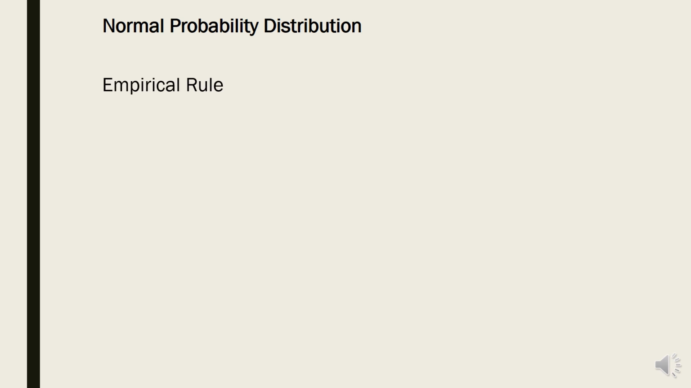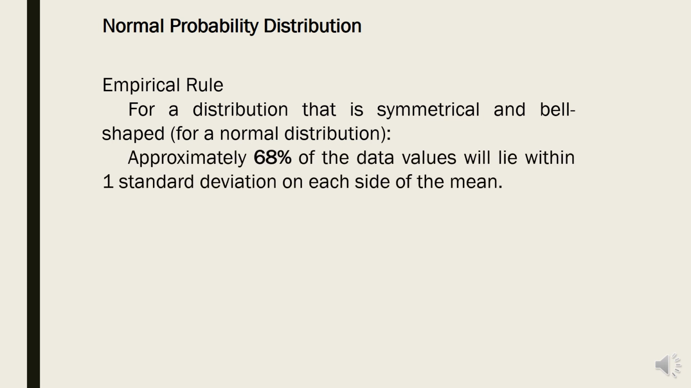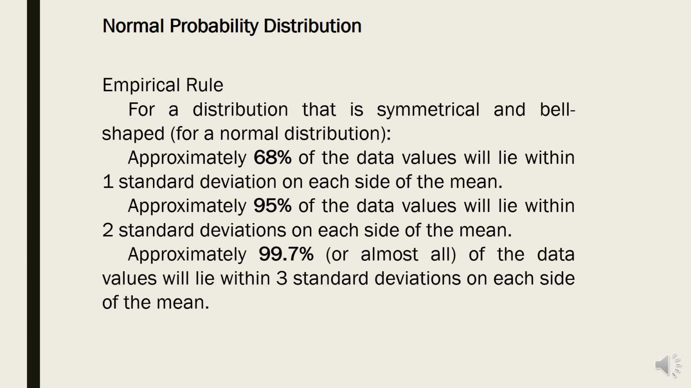Empirical rule. For a distribution that is symmetrical and bell-shaped, for a normal distribution, approximately 68% of the data values will lie within one standard deviation on each side of the mean. Approximately 95% of the data values will lie within two standard deviations on each side of the mean. Approximately 99.7%, or almost all of the data values, will lie within three standard deviations on each side of the mean.